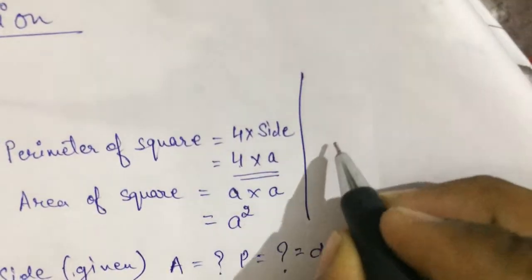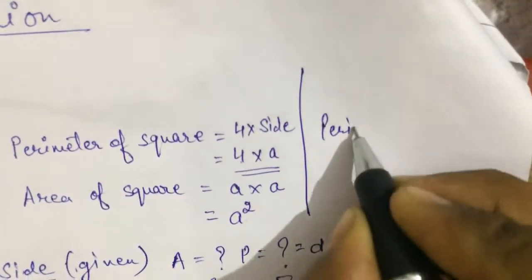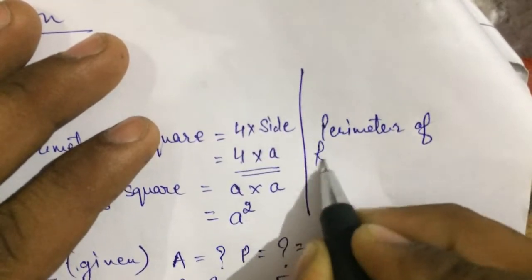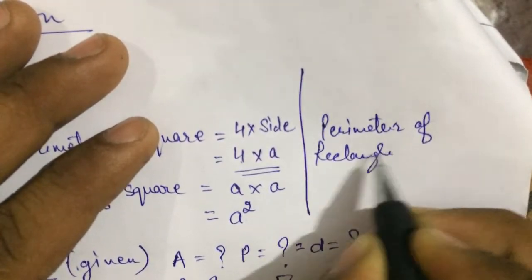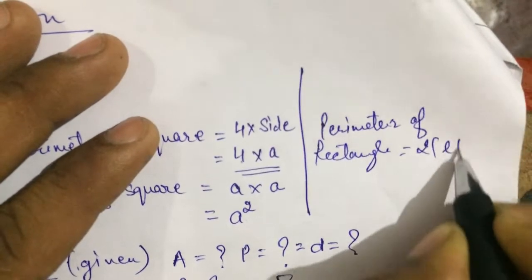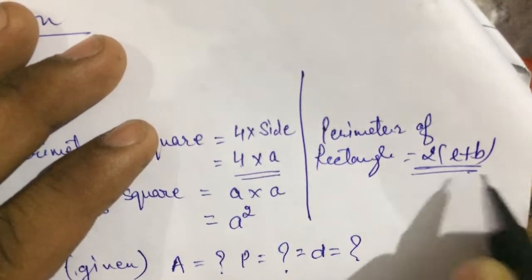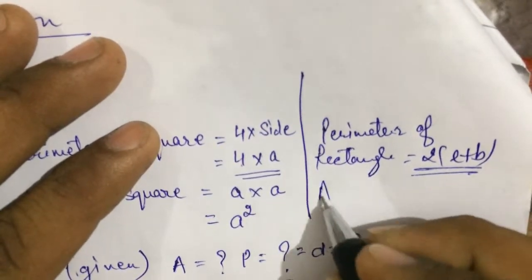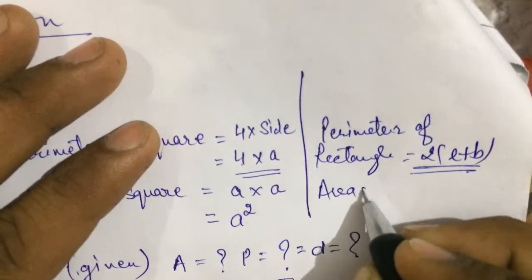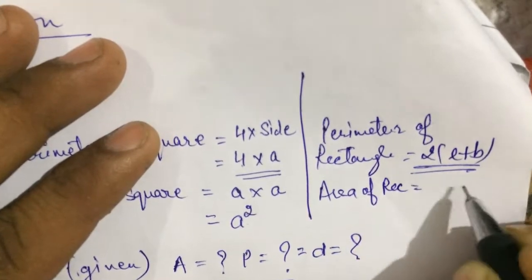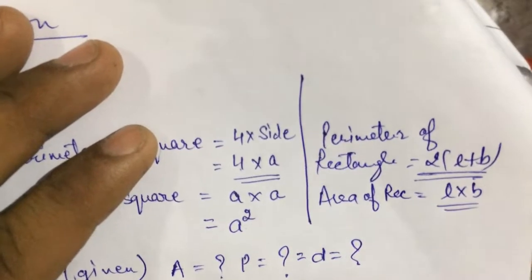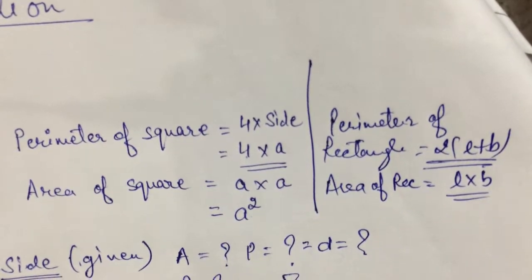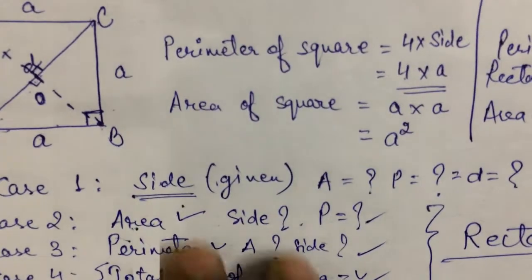What exactly we can do? Perimeter of rectangle is equals to twice of L plus B. If you want to derive this formula, you can watch the previous video or the part 1 video. Area of rectangle is equals to length into breadth, right? So by using these things in your next coming cases, the cases will remain same.